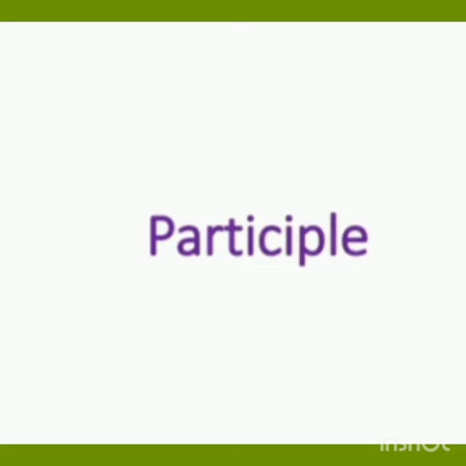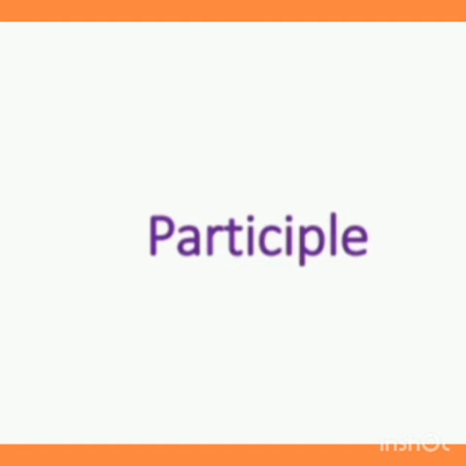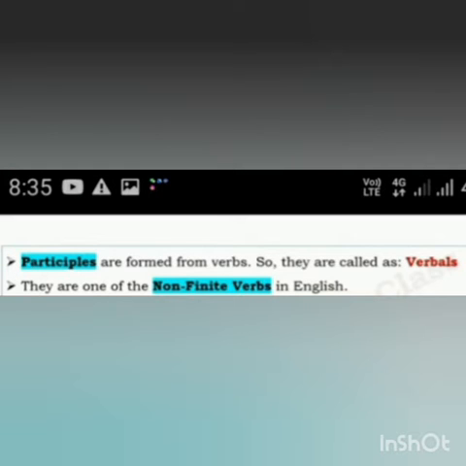Hello students, let us study English grammar, the participles, gerund and the principal parts of a verb. Let us see how participles are formed. Participles are formed from verbs, so they are called verbals. They are one of the non-finite verbs in English.